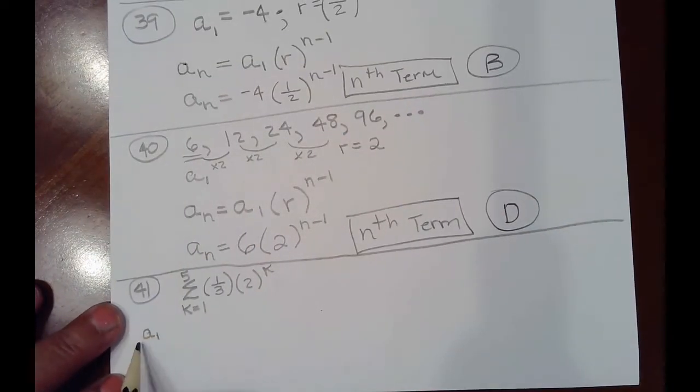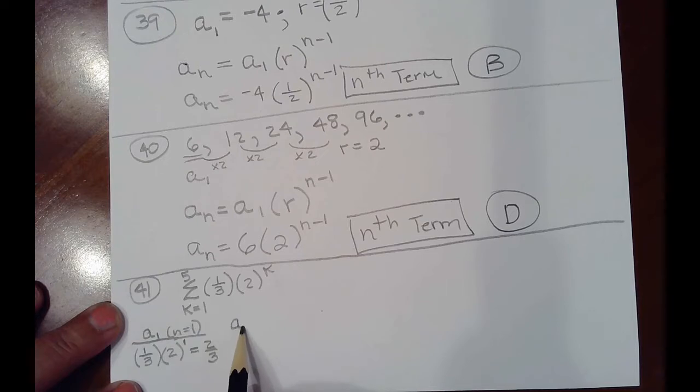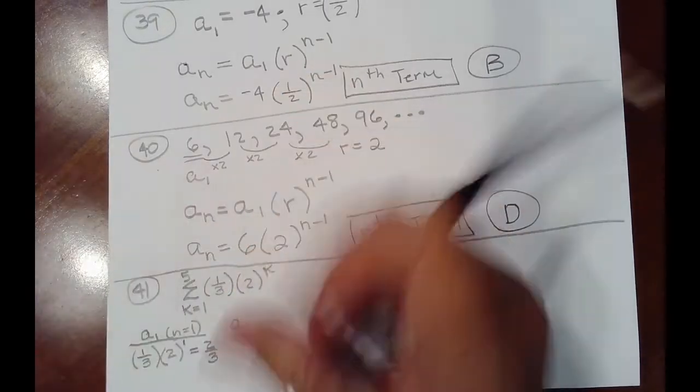A sub 1 is when you let n be equal to 1. Okay, so that would give you 1/3 times 2 raised to the power 1, which is just 2 times 1/3 or 2/3. So that's the first term. When you talk about a sub 2, that's because you're allowing the n value to be 2.